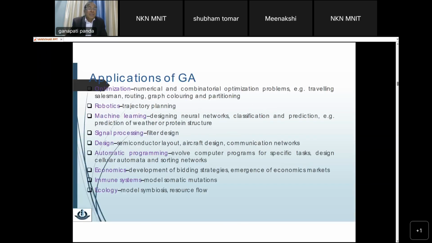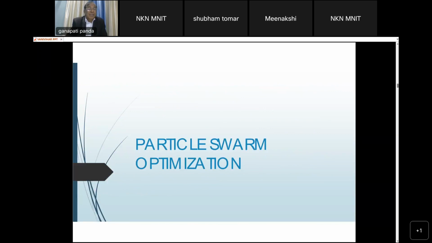The various applications of GA: all types of optimization, robotics, signal processing, semiconductor design, automatic programming, and so on, hundreds of applications. Particle swarm optimization is the behavior of the bird. The bird moves from place to place to search for food.